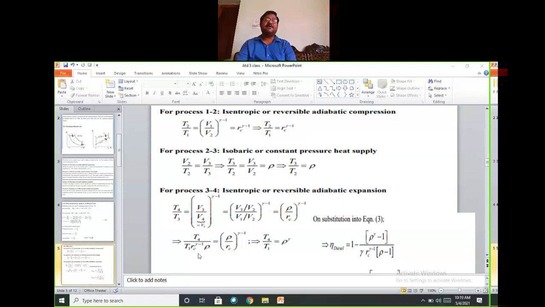T3 is equal to T4 by T3 into RC to the power of gamma minus 1 rho. Here, rho into rho divided by RC raised to the power of gamma minus 1. It implies that T4 by T1 is equal to rho to the power of gamma. If you bring to this side, both these two things will cancel. You split this numerator, rho to the power of gamma minus 1, RC to the power of gamma minus 1. This cancels. Then it becomes rho to the power of gamma minus 1 plus 1, minus 1 gets canceled. Only gamma will be remaining. The T4 by T3 is equal to rho to the power of gamma minus 1.